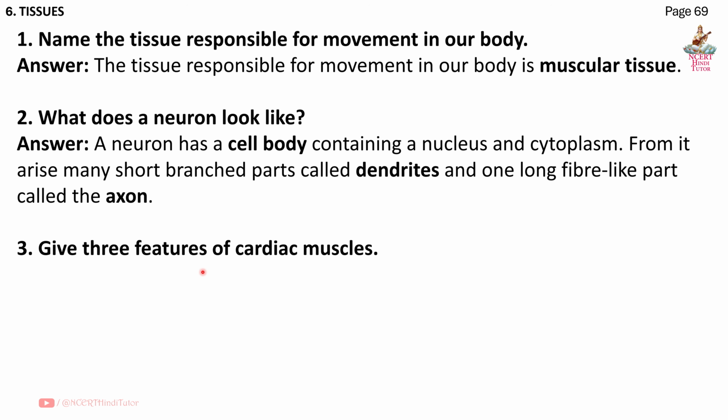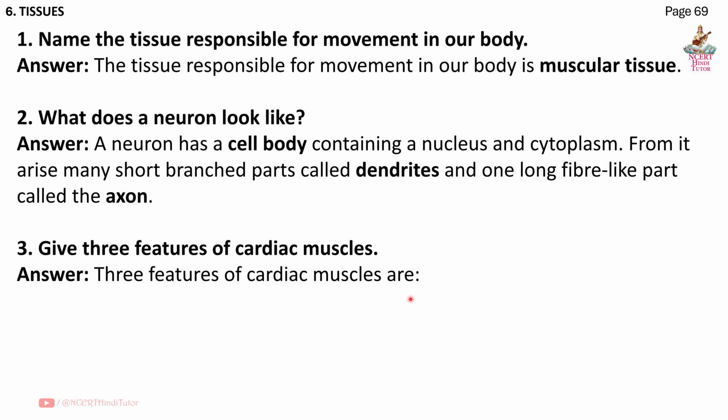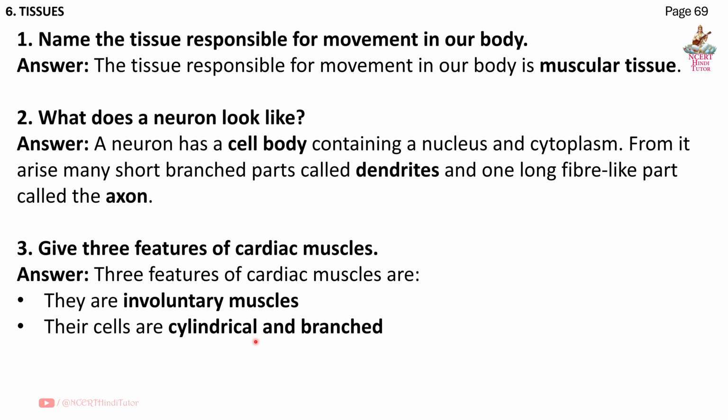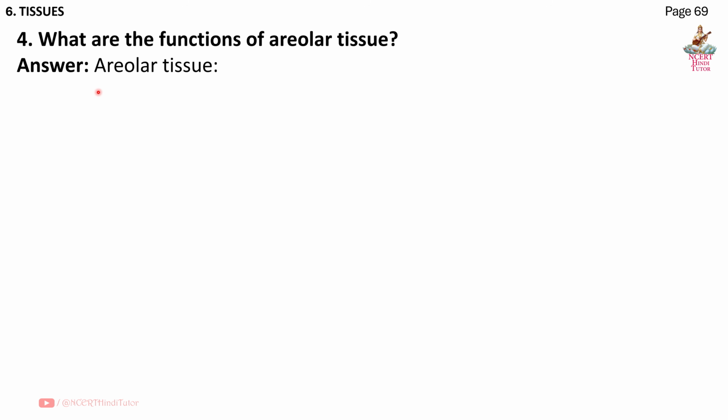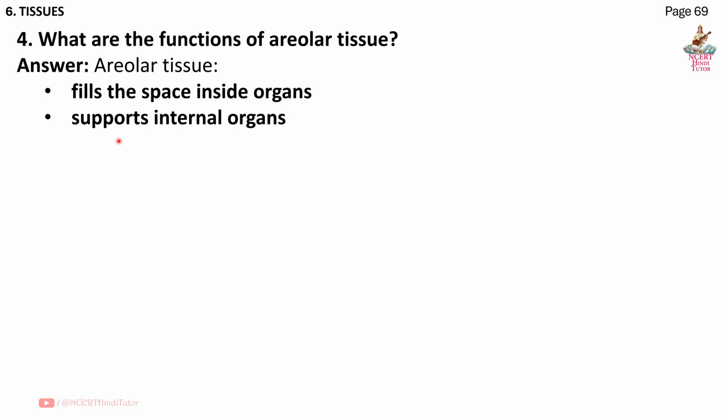Question 3. Give 3 features of cardiac muscles. Answer: 3 features of cardiac muscles are: they are involuntary muscles, their cells are cylindrical and branched, they are uninucleate. They also show rhythmic contraction and relaxation throughout life. Question 4. What are the functions of areolar tissue? Answer: Areolar tissue fills the space inside organs, supports internal organs, helps in repair of tissues.